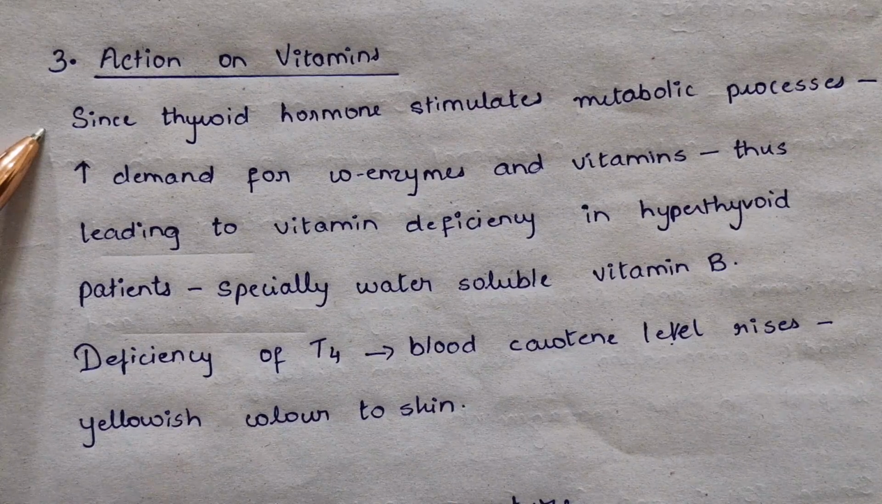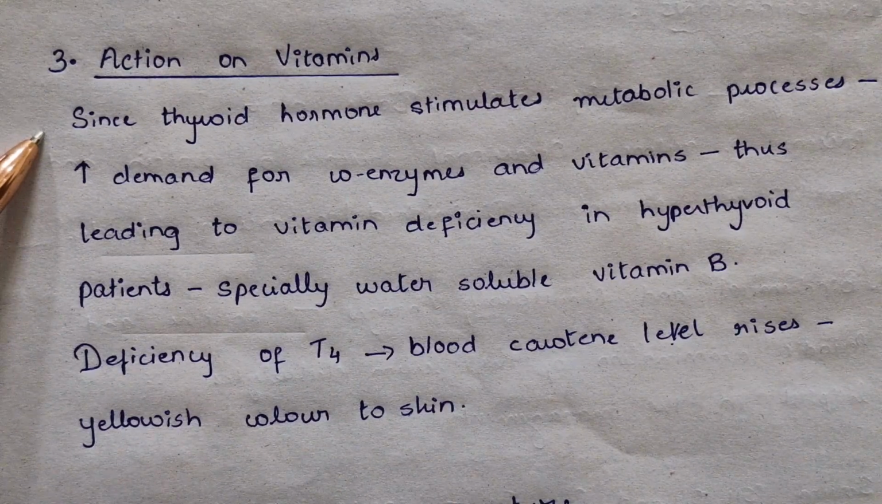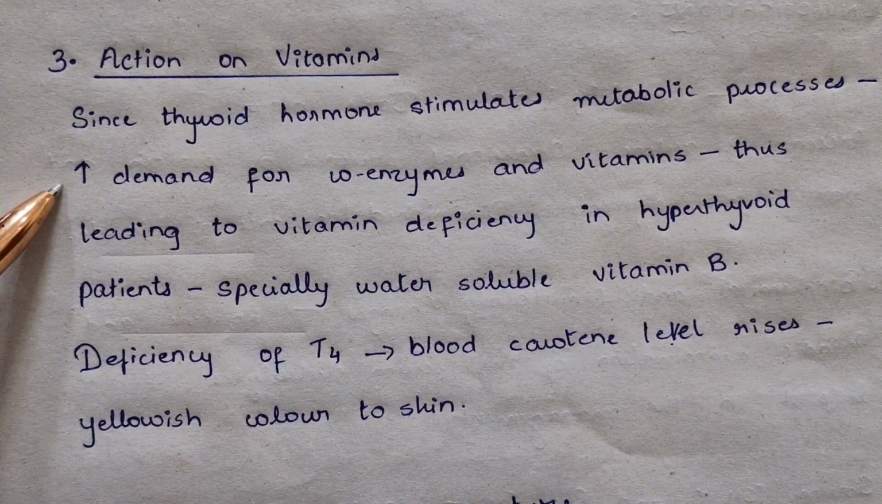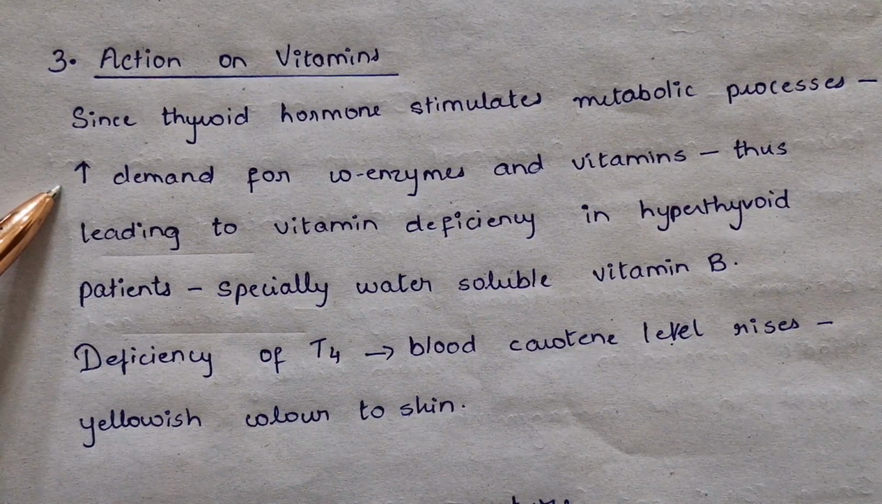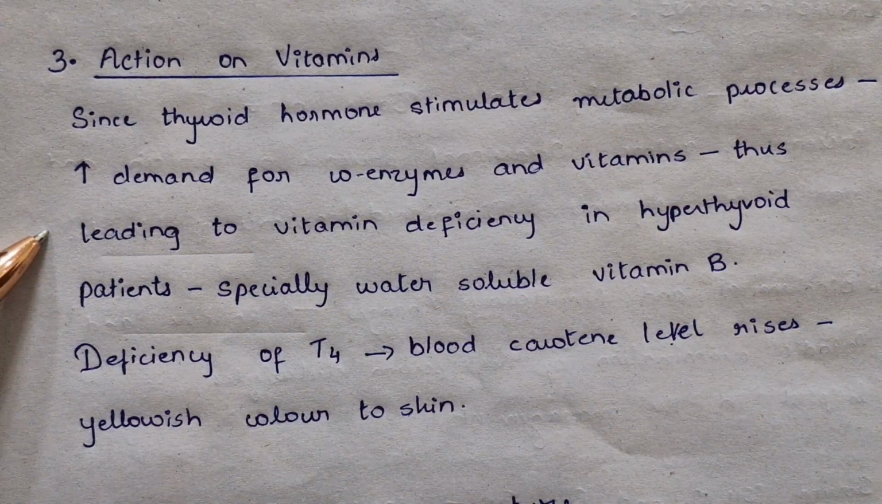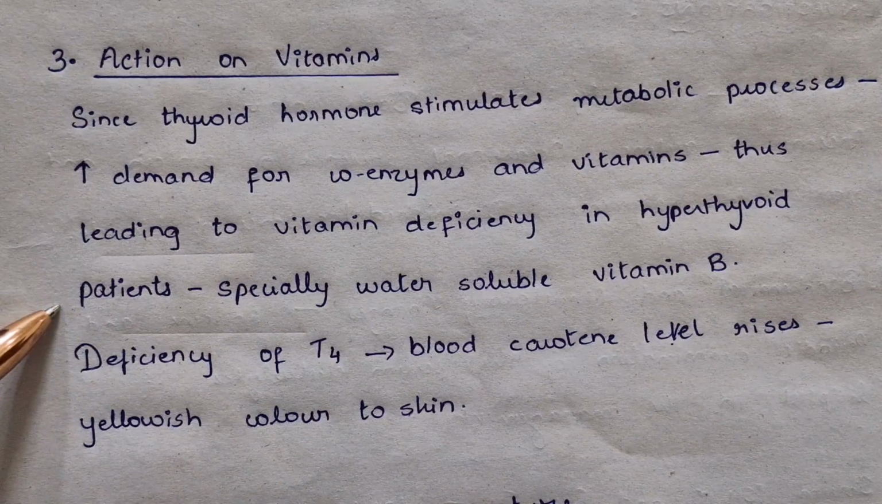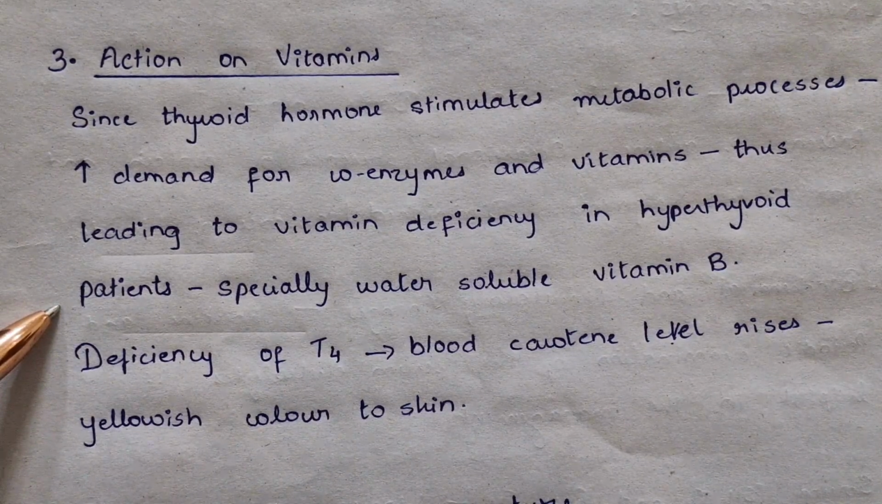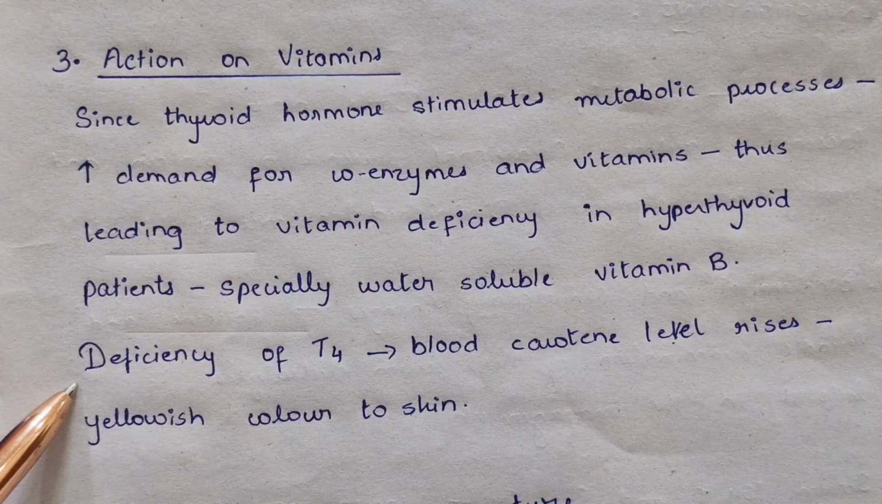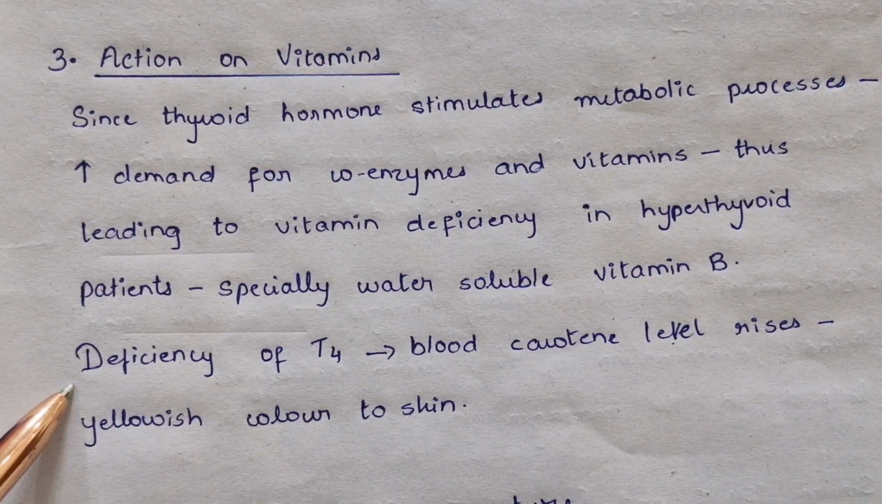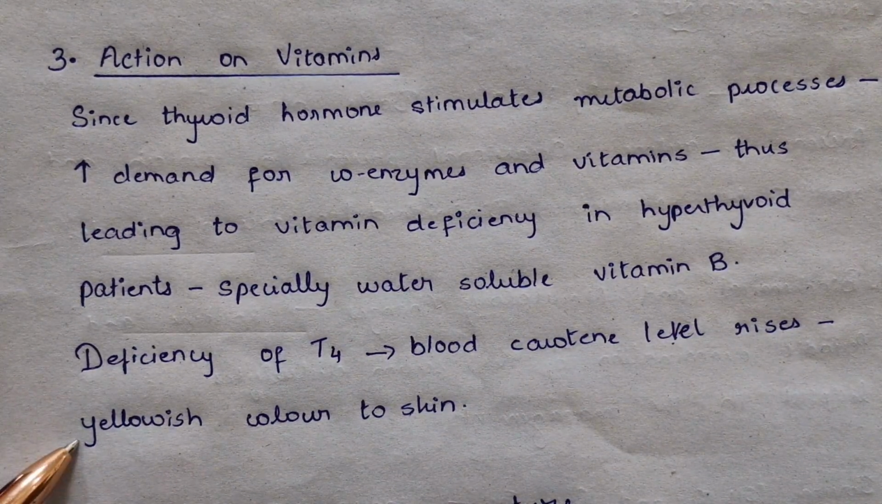The third function is action on vitamins. Since thyroid hormone stimulates metabolic processes, it increases the demand for coenzymes and vitamins, thus leading to vitamin deficiency in hyperthyroid patients, especially the water-soluble vitamin B. Deficiency of T4 increases the blood carotene level, resulting in yellowish color to the skin.